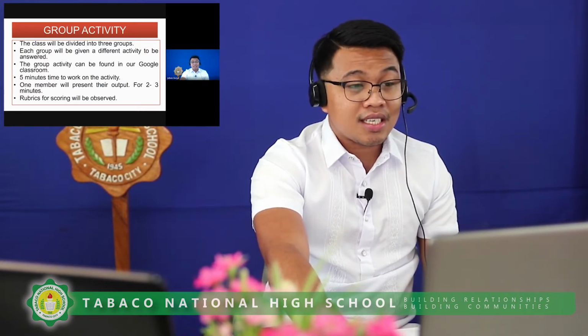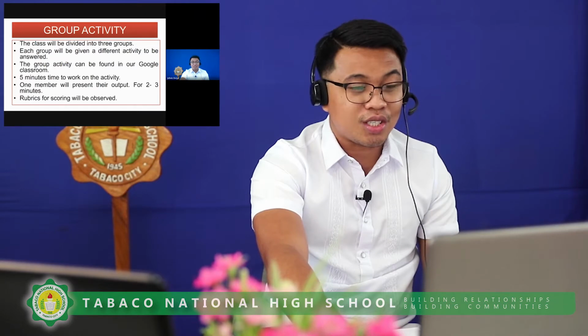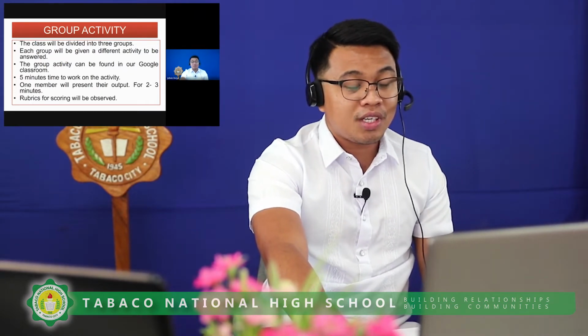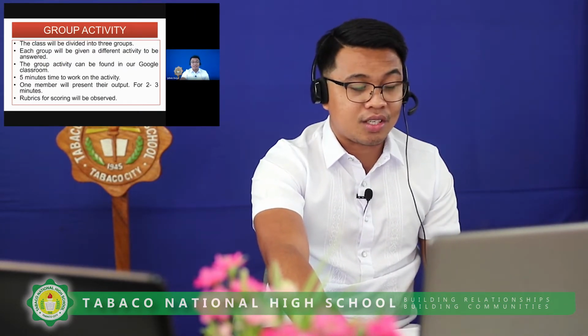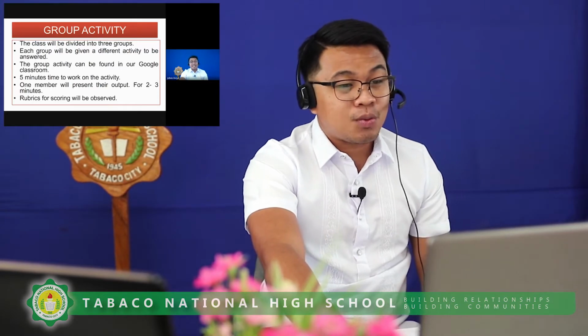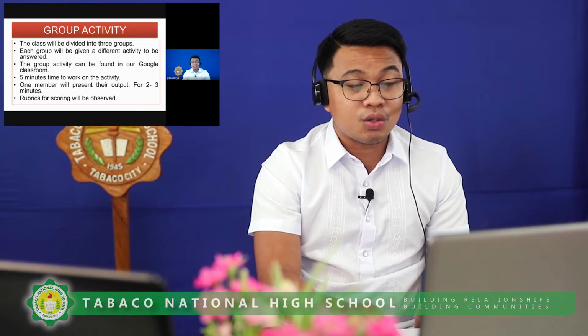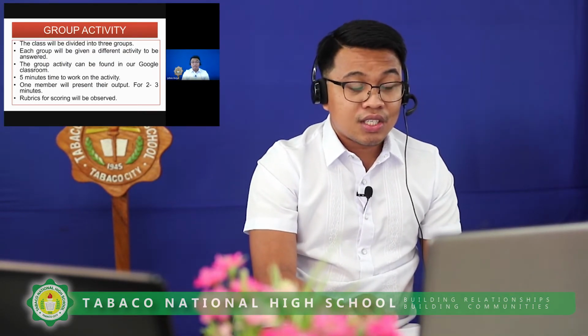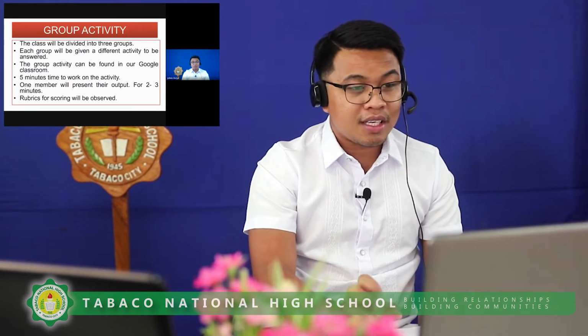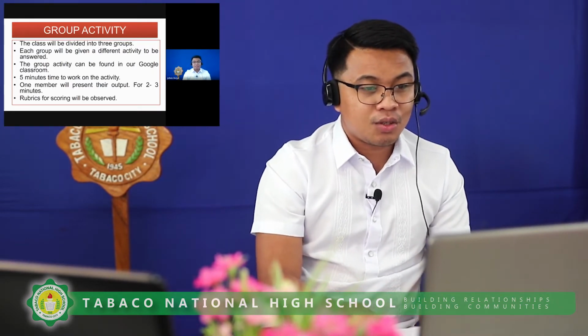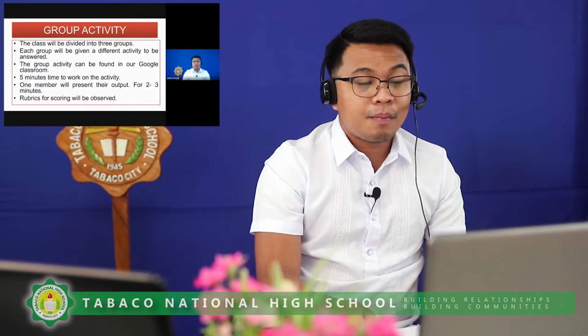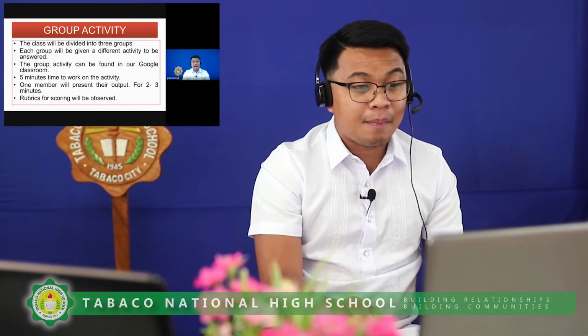So these are just some of the instructions that you need to follow in order for you to come up with the correct answer. First, the class will be divided into 3 groups. Since there are 22 students who joined in our meeting, I will be dividing you into 3. Most probably, 22 divided by 3, ilan? So you will be having 7 groups. Pero yung isang grupo magiging 4 na members.